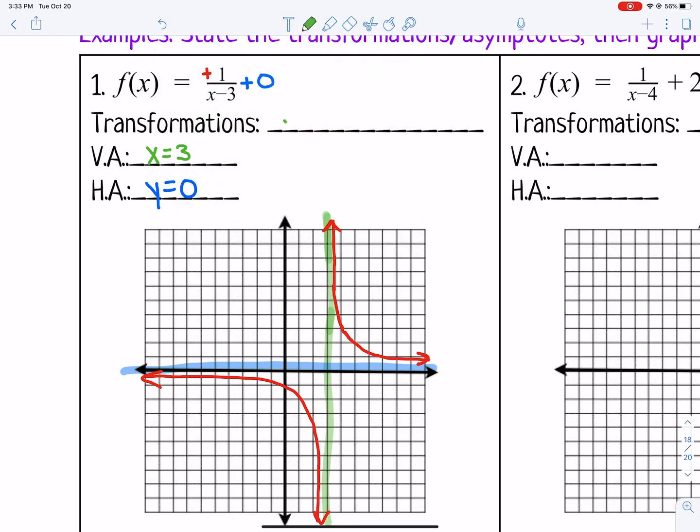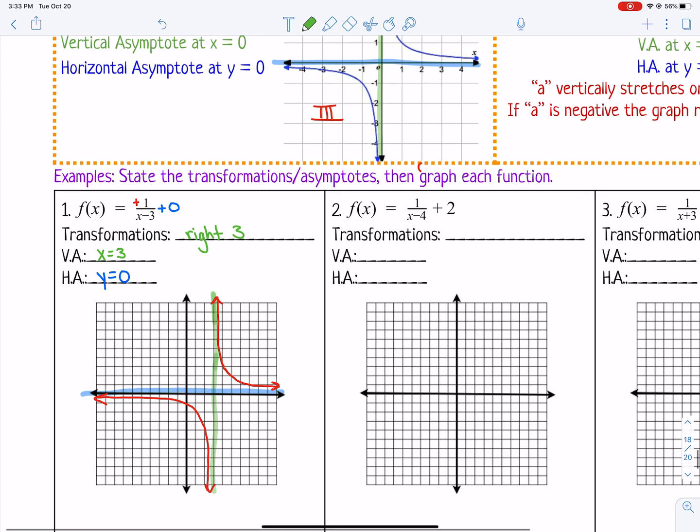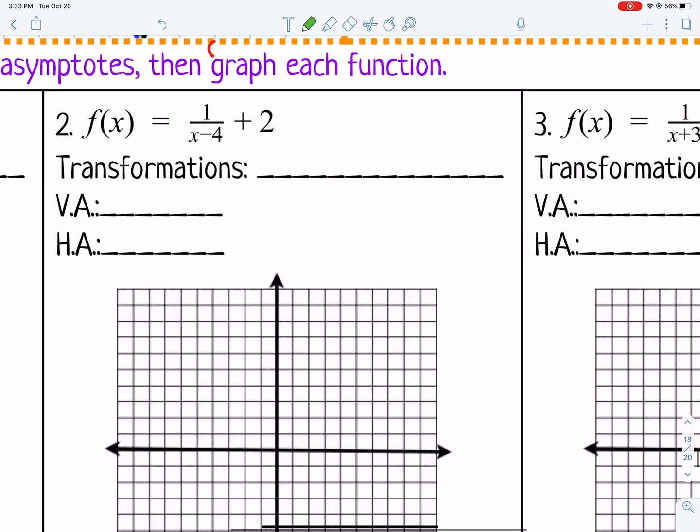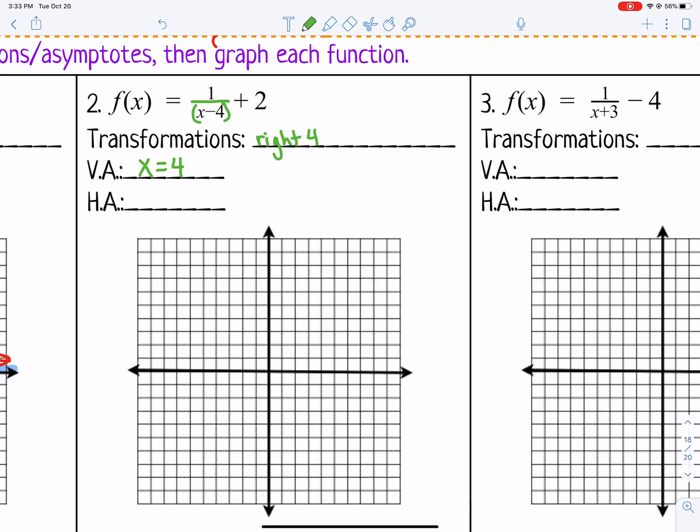So I'm just going to move my writing down here into the blank. So it went right 3. And that's it for that one. Let's look at number 2. So number 2, the negative 4, this is in my grouping symbol. So it's making my graph shift right 4, which is going to make my vertical asymptote shift right to where x equals 4.